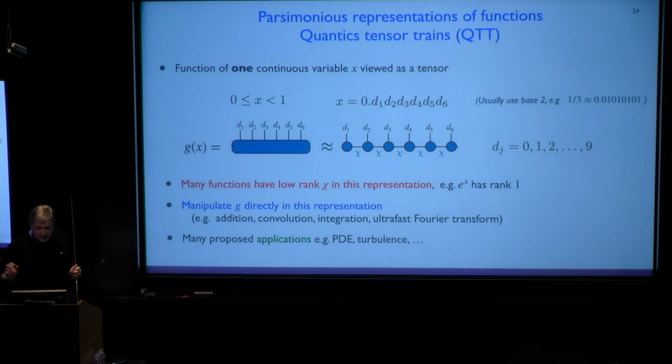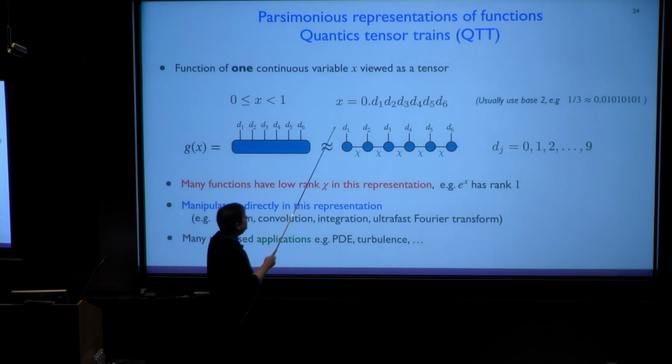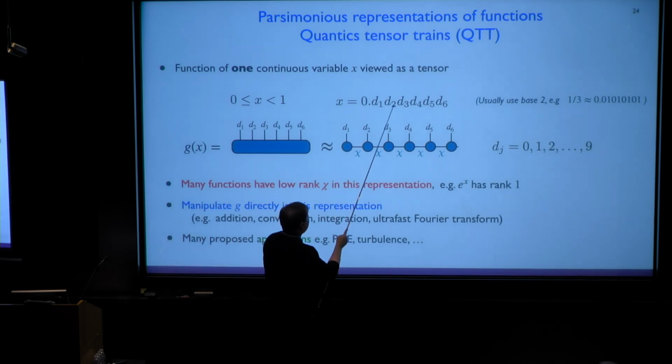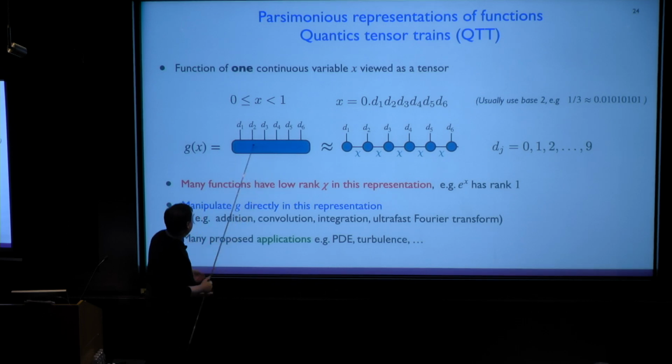Completely different animal. And I claim that a function of one continuous variable can also be viewed as a tensor with a little trick, the following way. Take a function g of x between 0 and 1. I'm going to write x as its binary or decimal decomposition in any base. Typically, we use base 2, but you can use base 10, so 0.2, 3, 5, whatever. Clearly, the function is a function of these digits. So I can view it as a tensor network where these are the indices.